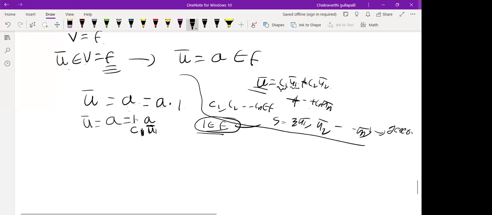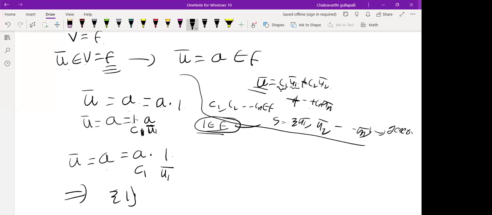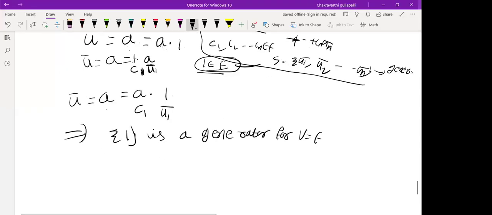Therefore, we say that this is going to be scalar into vector, or if you want to regard it otherwise, this can be regarded as a into 1. This is c1, and you can regard this as u1 bar. In any case you can write it. So therefore, here we can express every scalar as a into 1. Therefore, we say that this singleton {1} is a generator for V, which is a field. And you know that a singleton non-zero vector is always linearly independent, so it is also linearly independent.